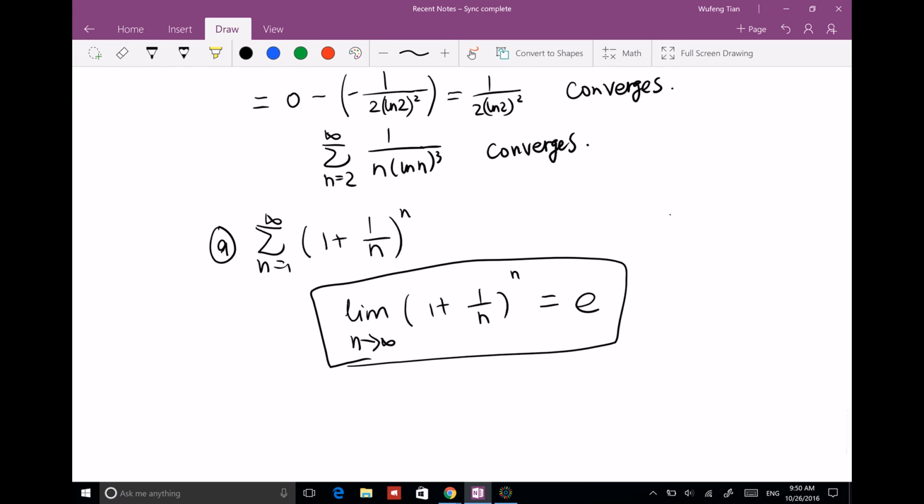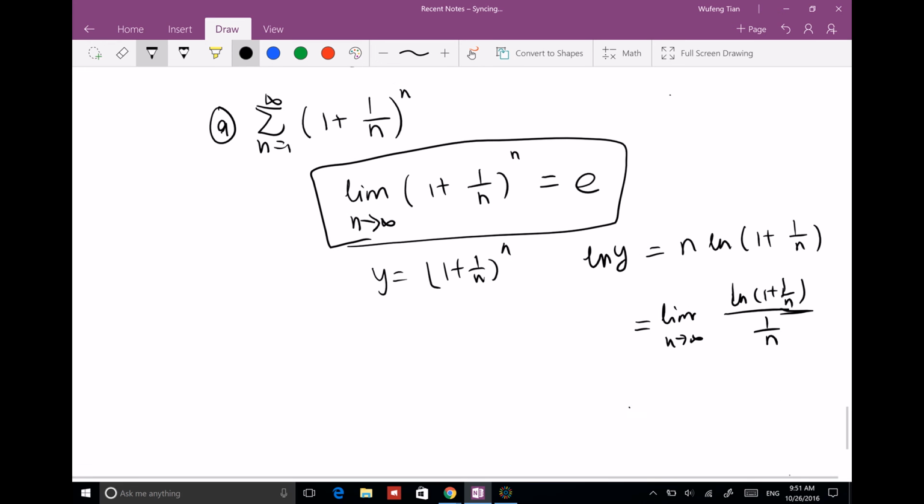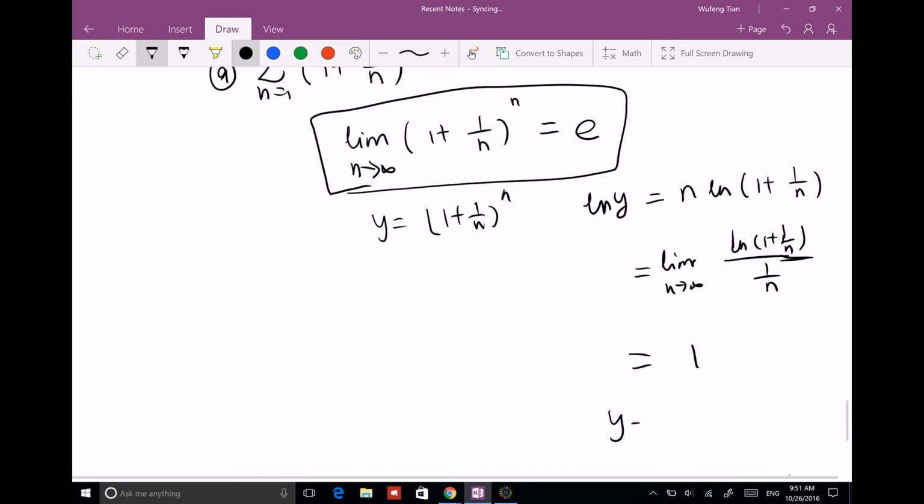How do you do that? You let y equal 1 plus 1 over n to power n. Then you take ln on both sides. Ln y equals n ln of 1 plus 1 over n. Okay, then n goes to infinity, and you change that into ln of 1 plus 1 over n over 1 over n. Then you take the derivative. In the end, you got this one equals 1. L'Hopital's rule. Then you got ln y equals 1, so y equals e. So that's what we did before.